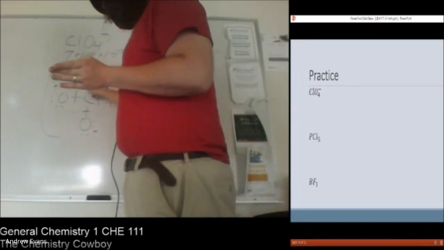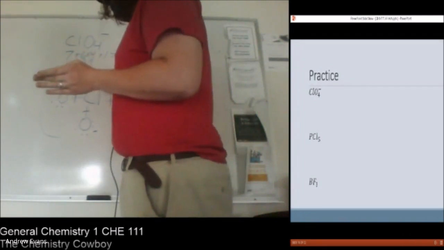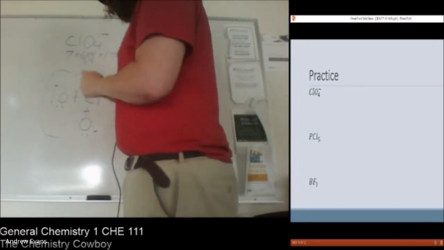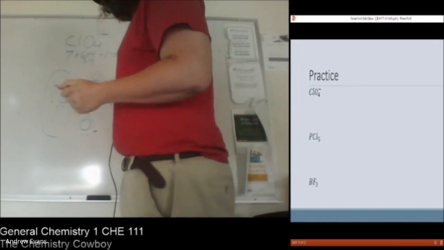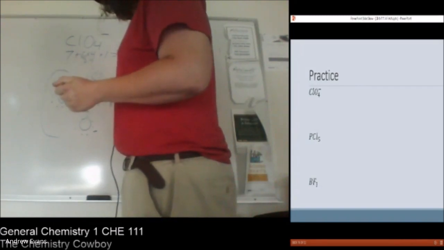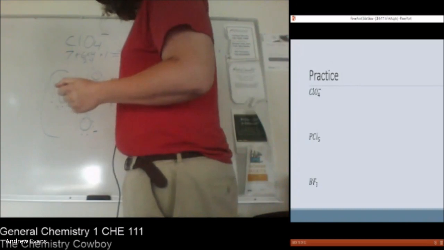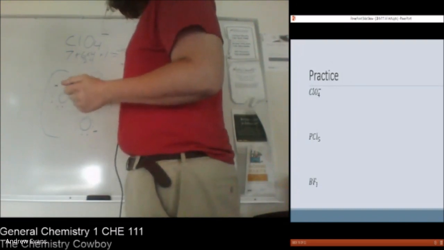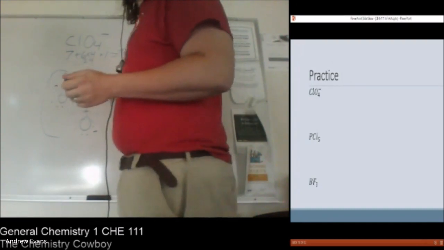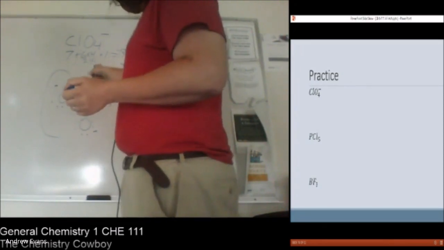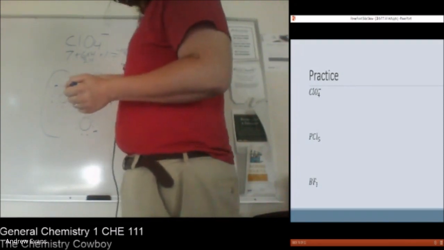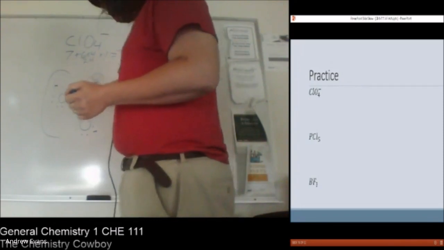So what I'm going to do is take a lone pair from one of my oxygens and bring it into a double bond. That drops the formal charge of chlorine to 2 and removes one of the formal charges of oxygen. 2, 4, 6. So I'm going to do it again.